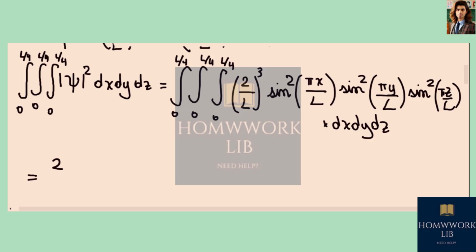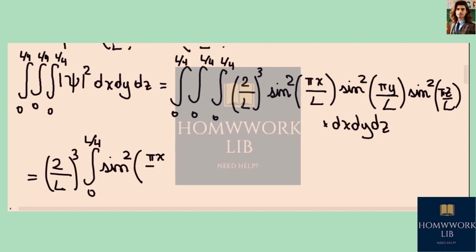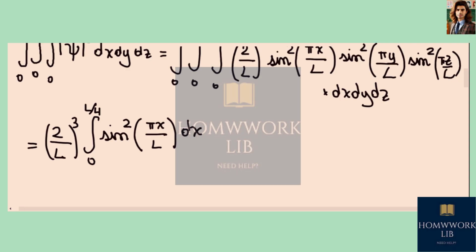So this is 2 over L to the third times the integral from 0 to L over 4 of sine squared of pi x over L dx. And notice that then I'm going to multiply by a very similar term, substituting y by x, and then by a very similar term, substituting z by x. All these terms will end up being the same. They have the same value. So I'm just going to take this to the cube.